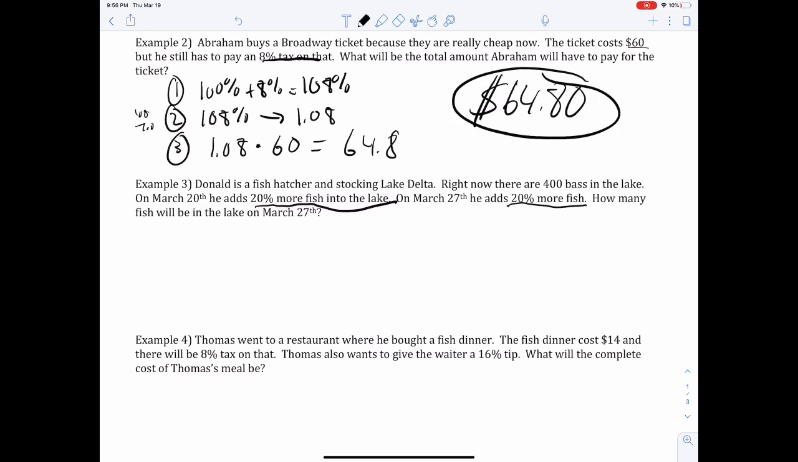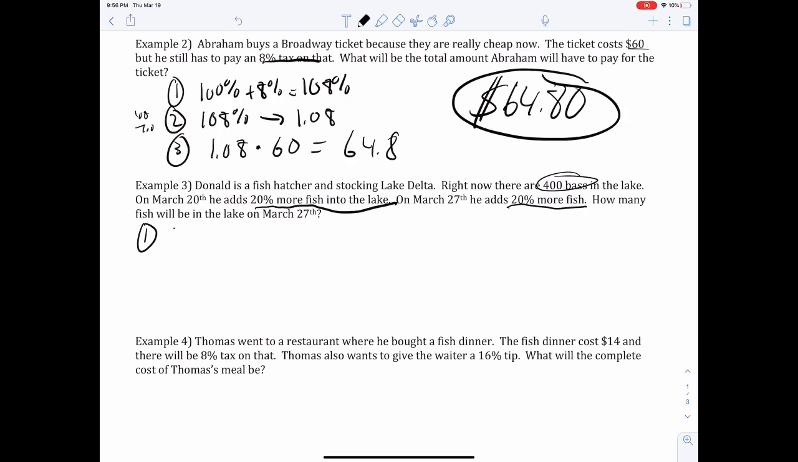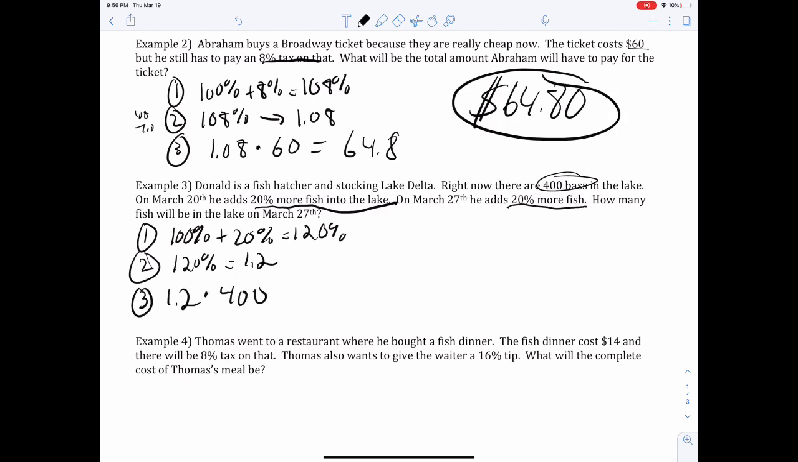Okay, so doesn't look like the days are terribly important. We do know that he starts with 400 and then adds 20% more. So if we go through our steps here, we're going to add 20% to the total. So now there's going to be 120% of the fish that were already there. So 120% written as a decimal will be 1.2. And then we'll do 1.2 times our 400, and that will equal 480.